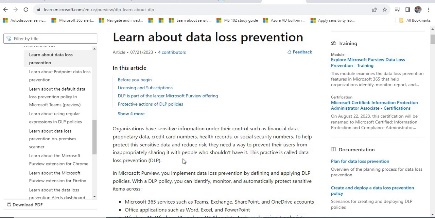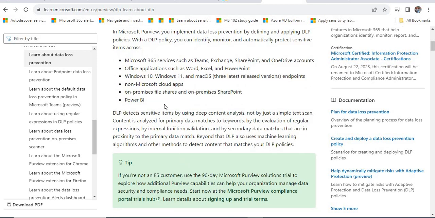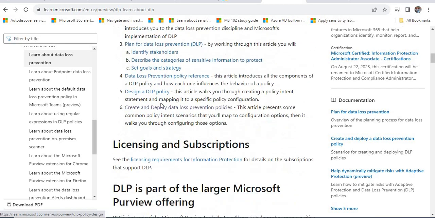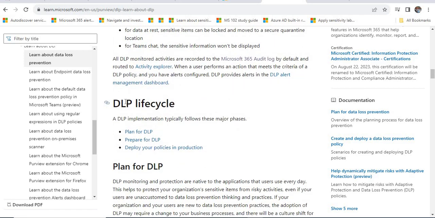So this is data loss prevention. I will scroll down this article. There are a lot of things that we do not need to cover. I will cover how to implement this. So, the DLP life cycle. Suppose you have an organization; I'm going to explain how to plan and configure this DLP policy in your organization.